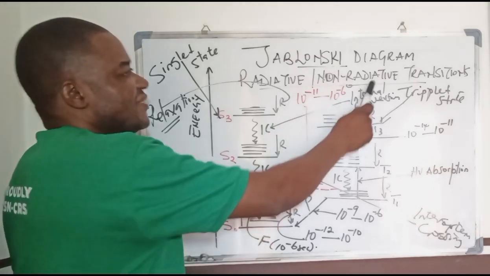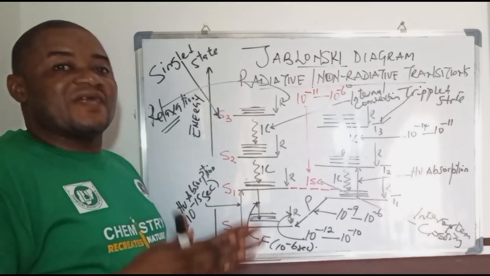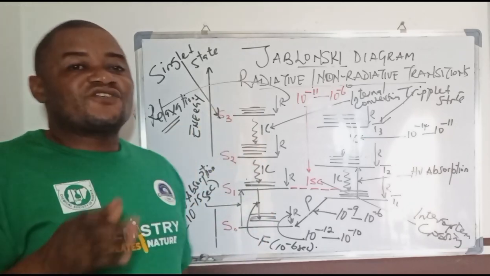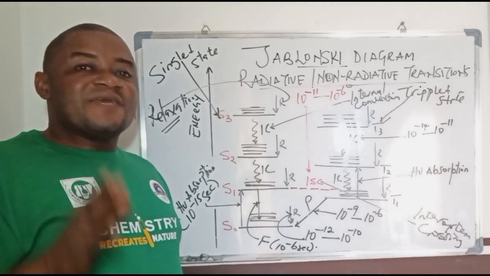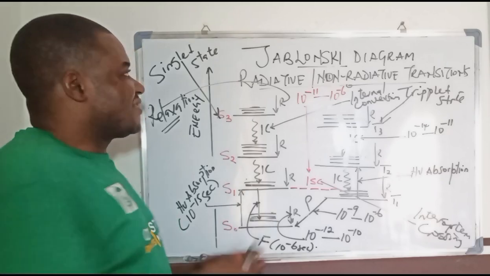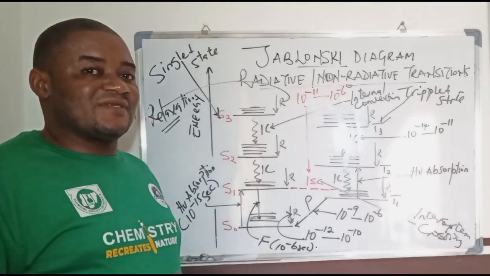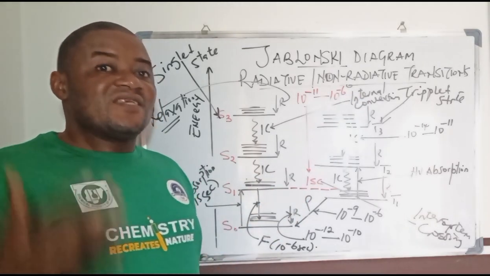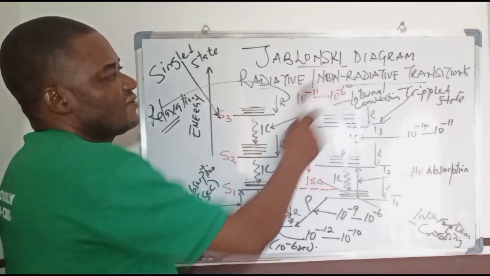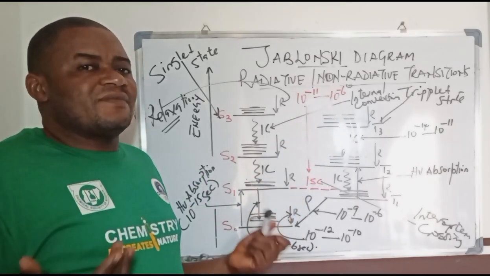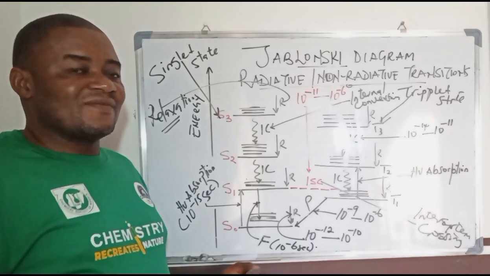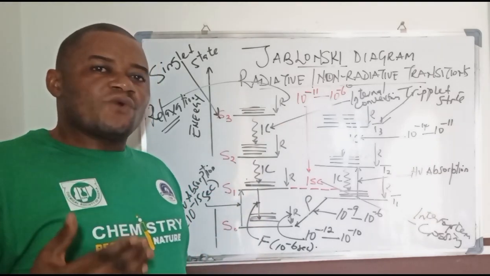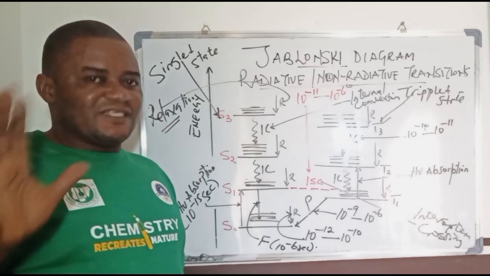What are radiative and non-radiative transitions? From their explanation, I'm sure you have an idea already. Now, radiative transitions are usually transitions that are described as emission transitions, while non-radiative transitions are always seen as what? As heat transitions. There are no emissions in non-radiative transitions. No wonder they are described as non-radiative. Now, radiative transitions are transitions that take place with what? With an emission of radiation. That is just it.